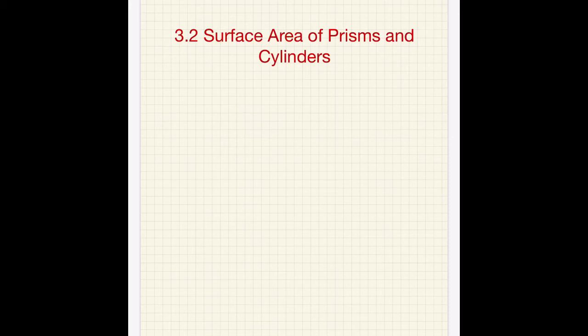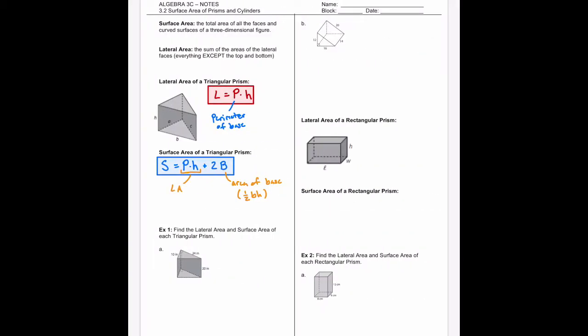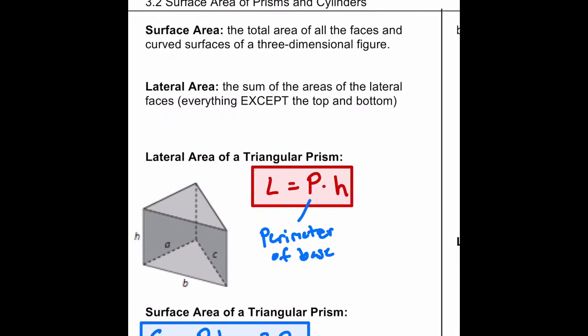We're going to jump into lesson 3.2, which is on surface area of prisms and cylinders. We'll start with a couple of definitions. We've got first the surface area. That's the total area of all of the faces. So that includes everything around the sides and the top and bottom.